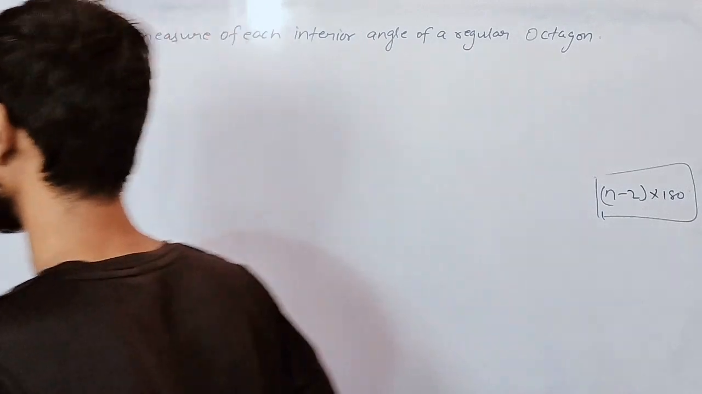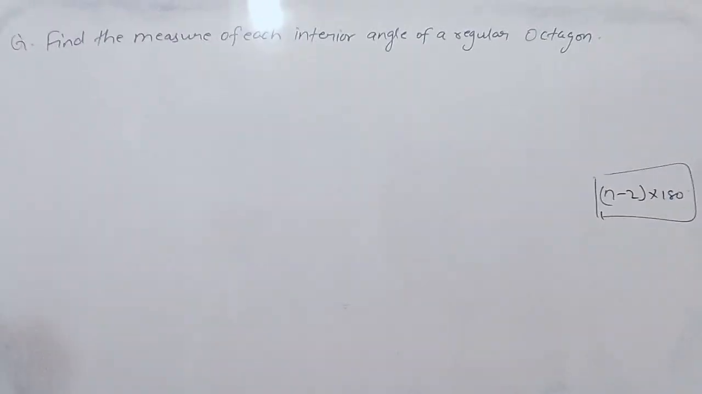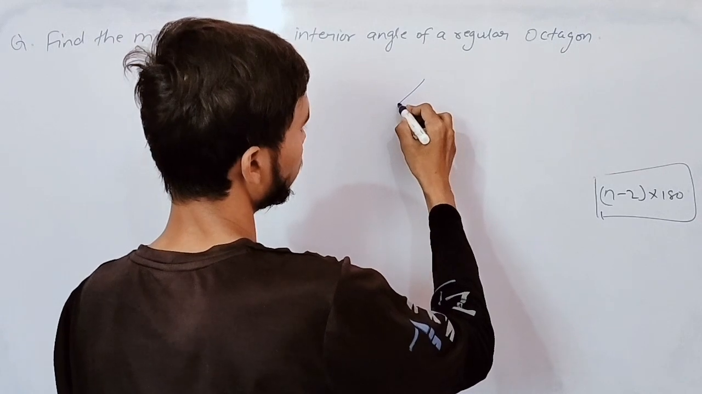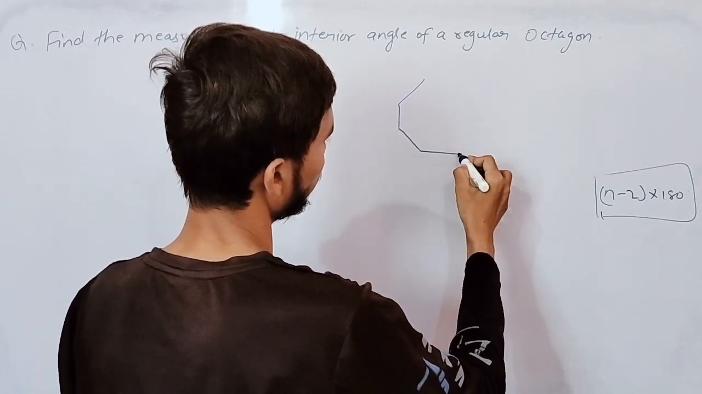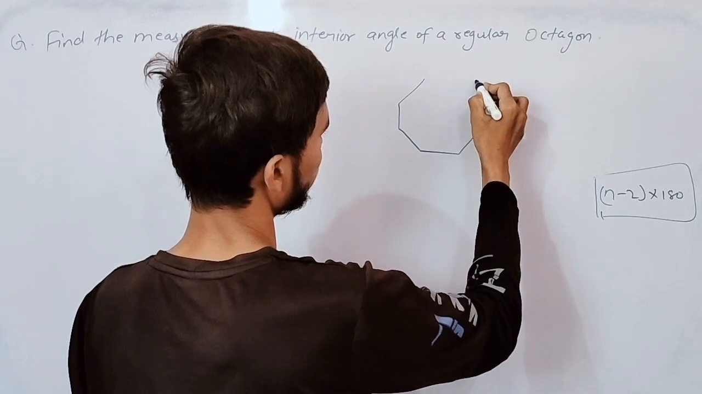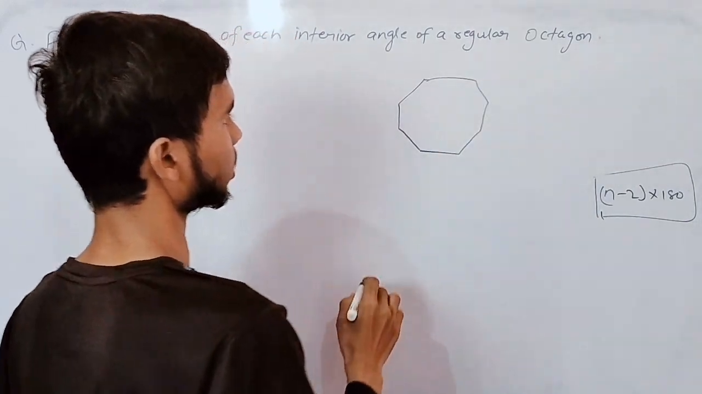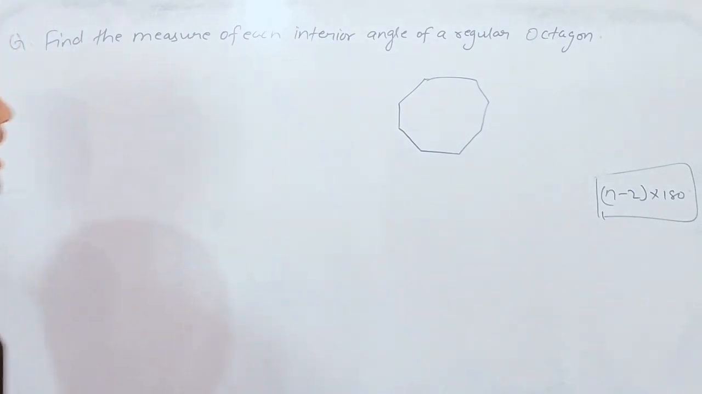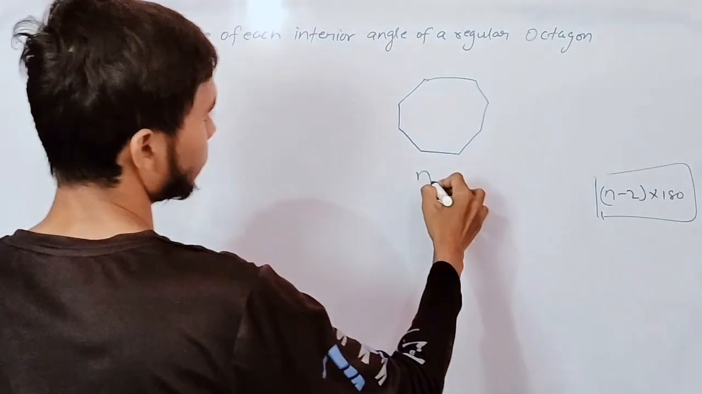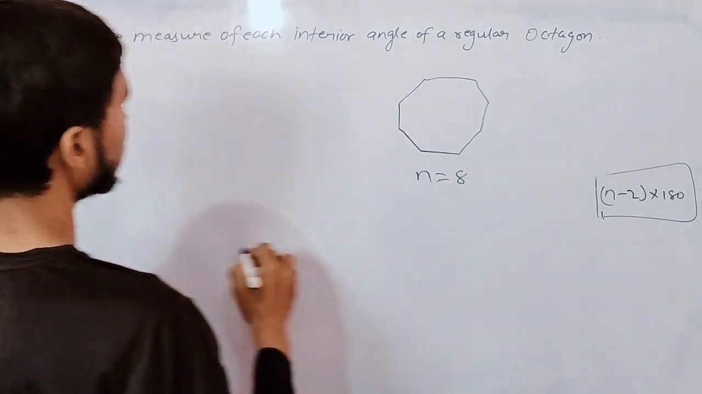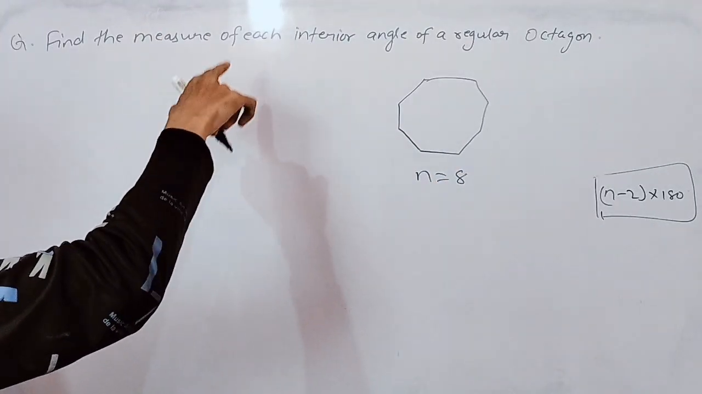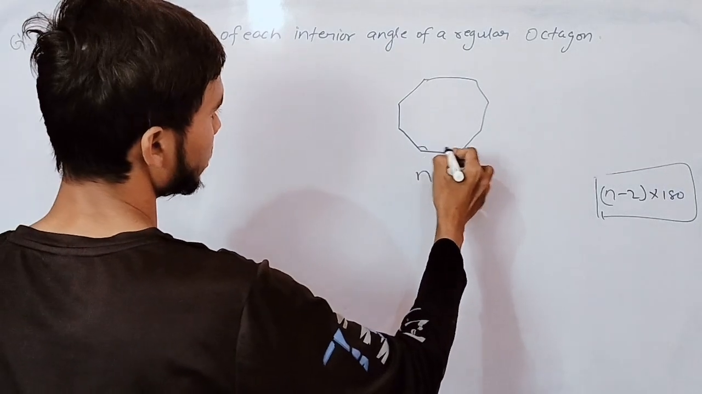We have a given polygon, which is an octagon. The octagon is regular, so its sides are equal. We have 1, 2, 3, 4, 5, 6, 7, 8. This octagon has 8 sides, so the number of sides is 8. Find the measure of each interior angle.